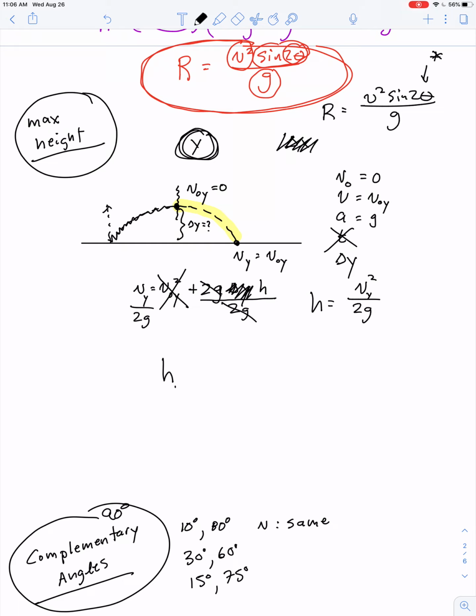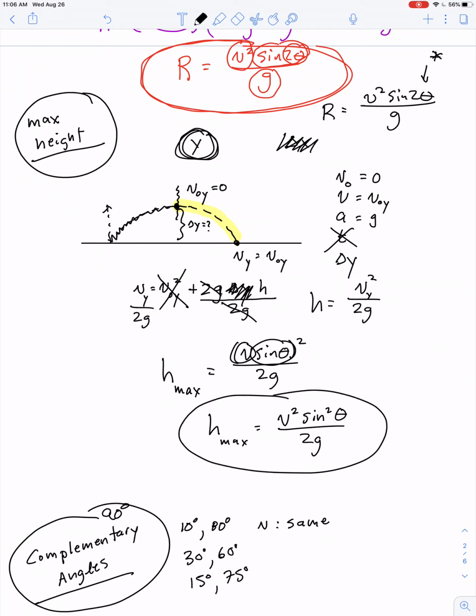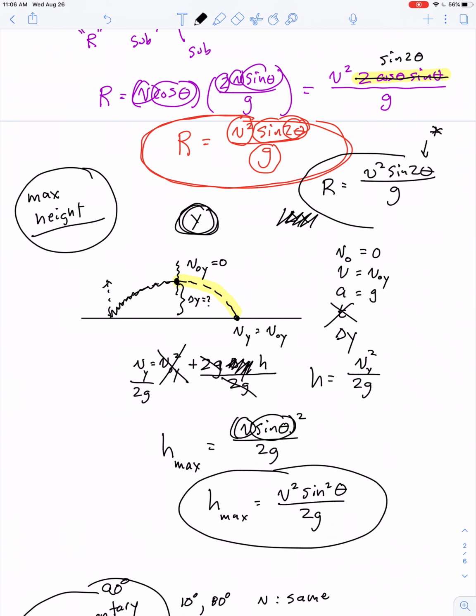H maximum is equal to v sine theta quantity squared divided by 2g. Or maybe that's better written as the maximum height is equal to, so this means we're squaring both the v and sine theta. So we have v squared sine squared theta over 2g. So again, I'm going to caution you, the best approach to knowing these equations is certainly not to try to memorize them, because you're going to end up making some mistakes.